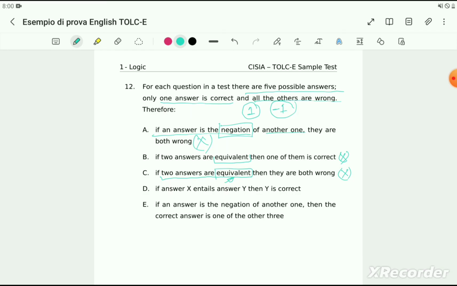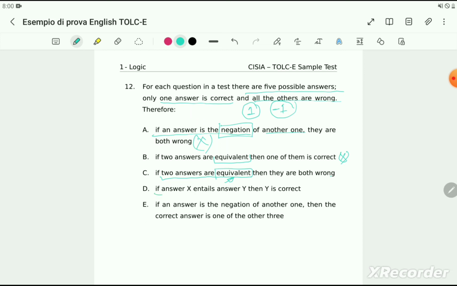Okay, let me think a bit. I'm confused about these options actually. I think if two answers are equivalent, then they are both wrong. No, this statement is not... okay. Let's proceed. I'm also thinking it could be correct. I will explain later on.